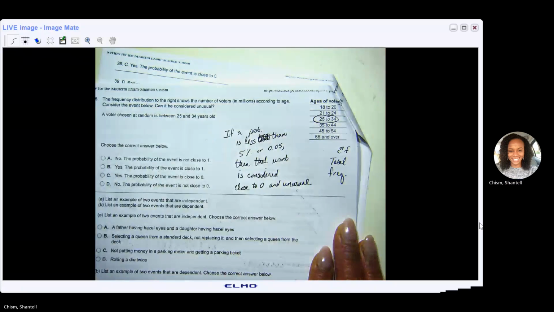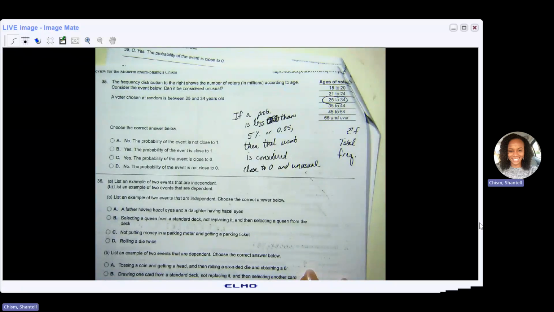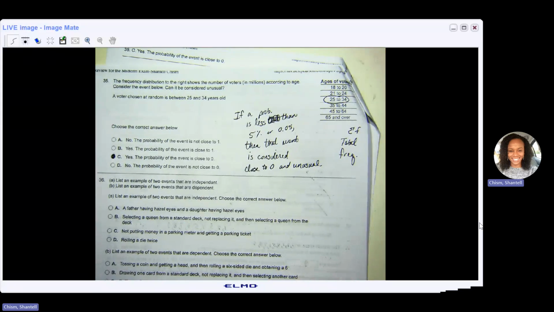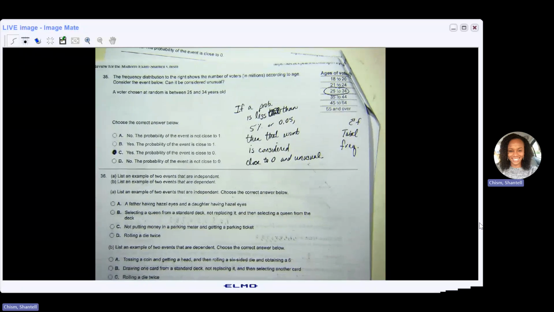Okay. So we would say this one, it is unusual. The answer ends up being yes, the probability of the event is close to zero, which is anything less than 0.05.